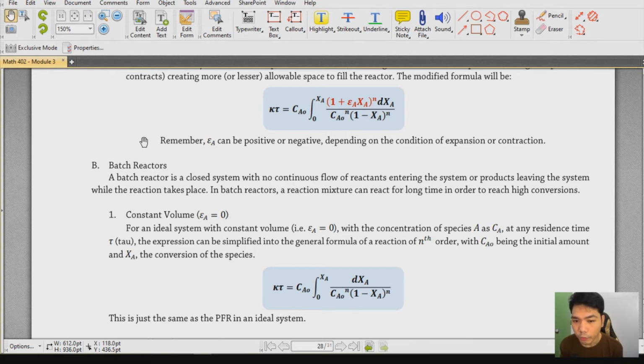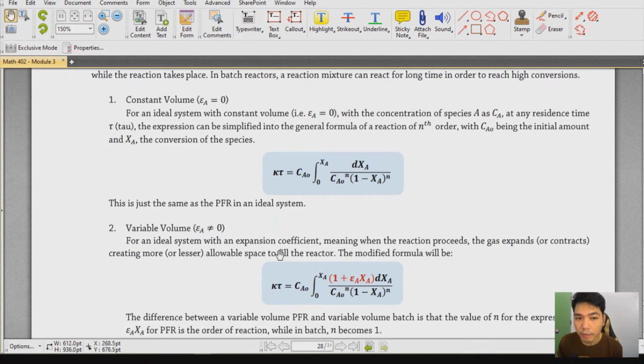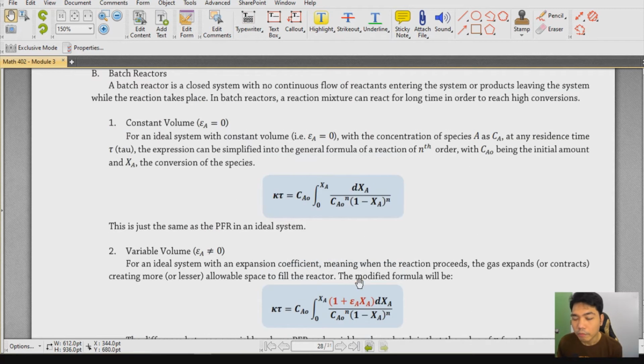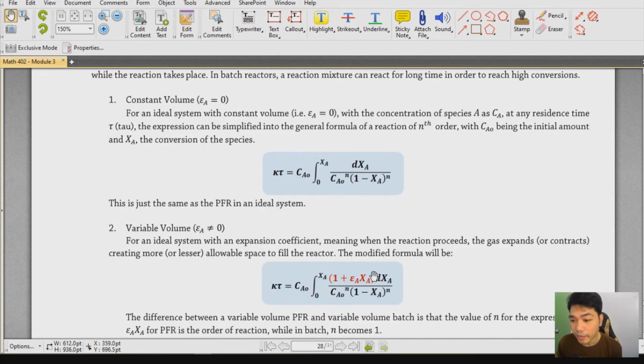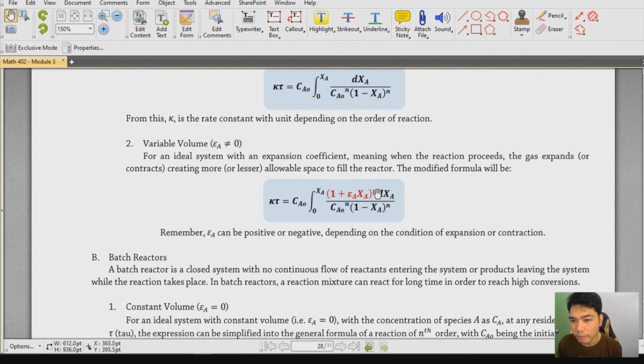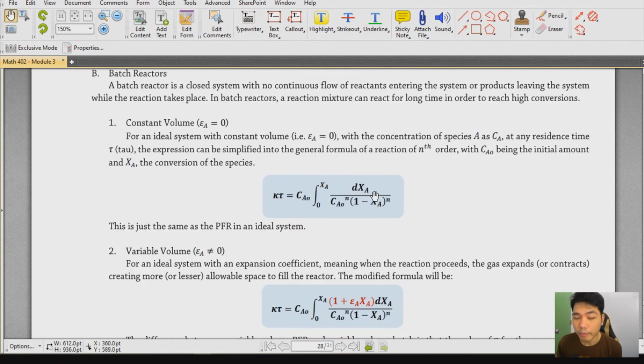Okay, so for the formula for the constant volume, that's just the same as the PFR. So wala kayong kailangan sa ulit bagong formula kasi this is just the same. But for the variable volume, magkakaroon din kayo ng (1 plus EAXA) factor, but remember, the difference is just that wala itong raised to N, pero yung PFR natin meron siya. So yun lang yun, pinakaiba ng batch reactor in variable volume.